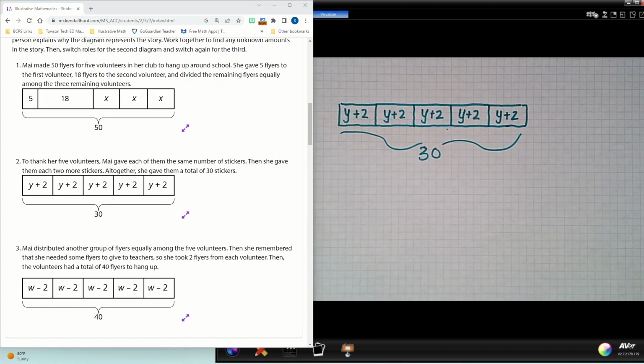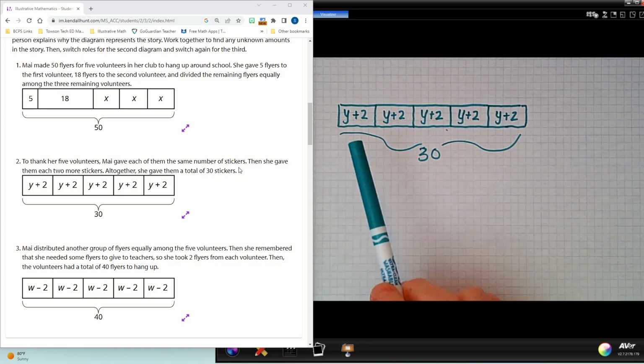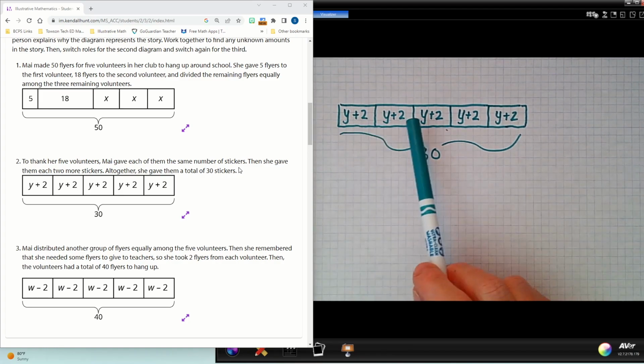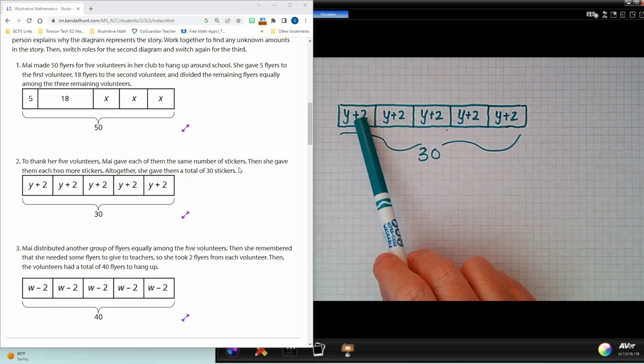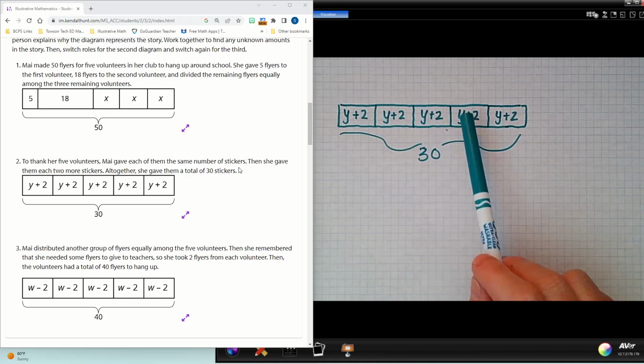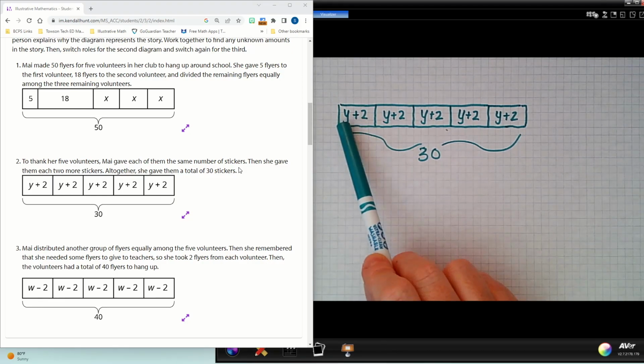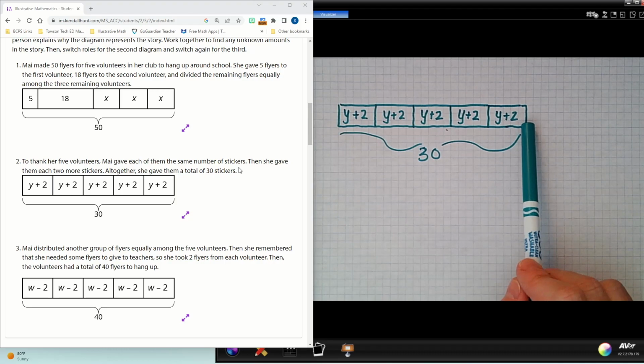All right, so let's take a look at the second question. To thank her 5 volunteers, Mia gave each of them some stickers, the same number of stickers, but then she gave them each 2 more. So altogether, she gave out 30 stickers. So the tape diagram represents each individual volunteer. So volunteer 1, volunteer 2, 3, 4, and 5. And each of the volunteers received some number of stickers plus 2 more. And they all received the same amount.